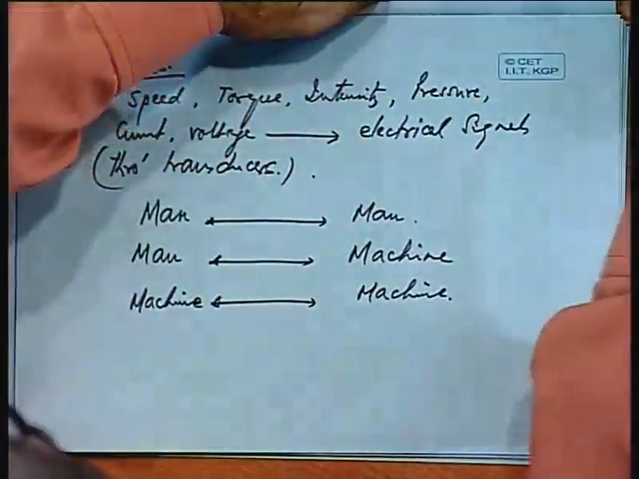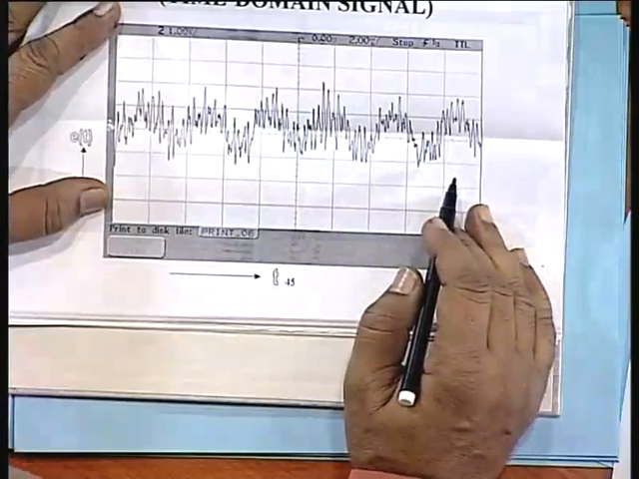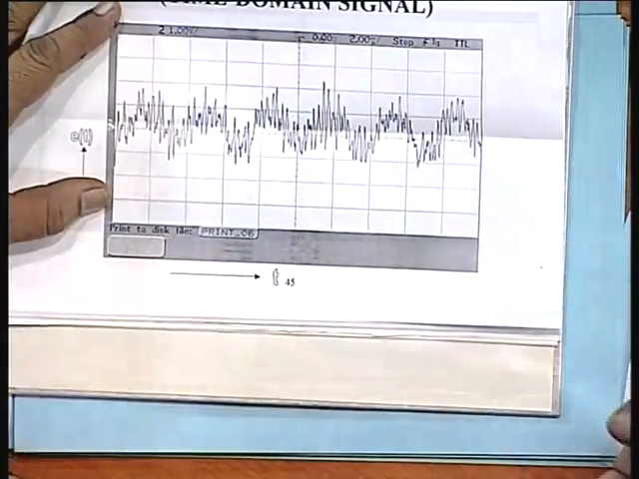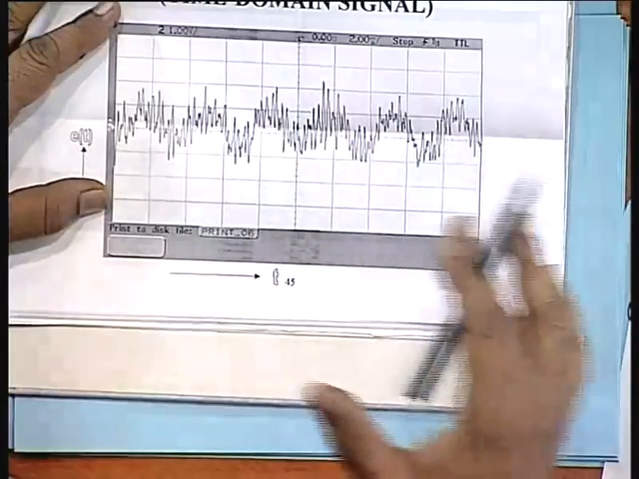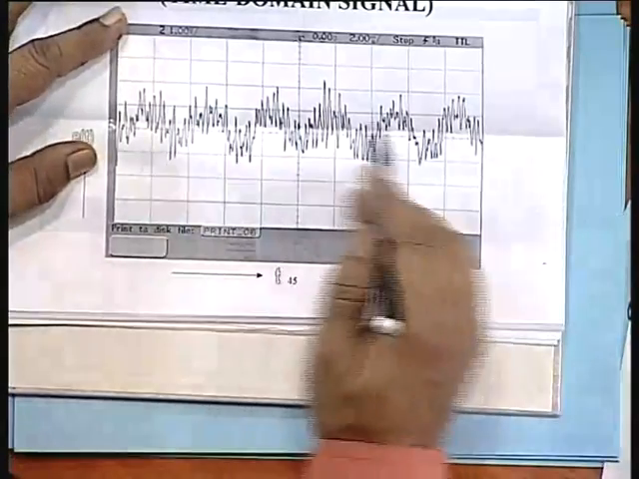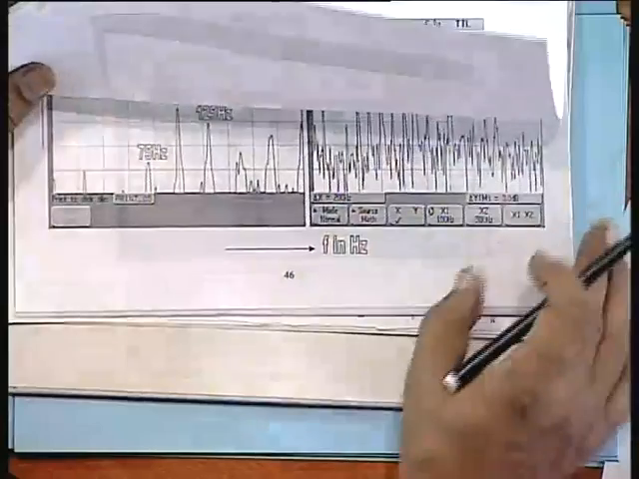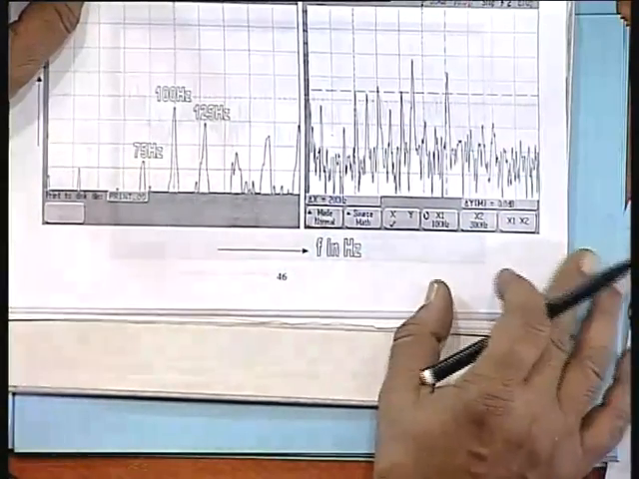Similarly, you can have the vibration of a machine. For example, we conducted an experiment on an induction machine. This is single phasing. When you have single phasing of an induction machine, there will be some noise, there is some kind of a vibration, it is not uniform motion. So this is the type of signal that you get in a vibration, and these are the different frequencies that will be present in a signal.